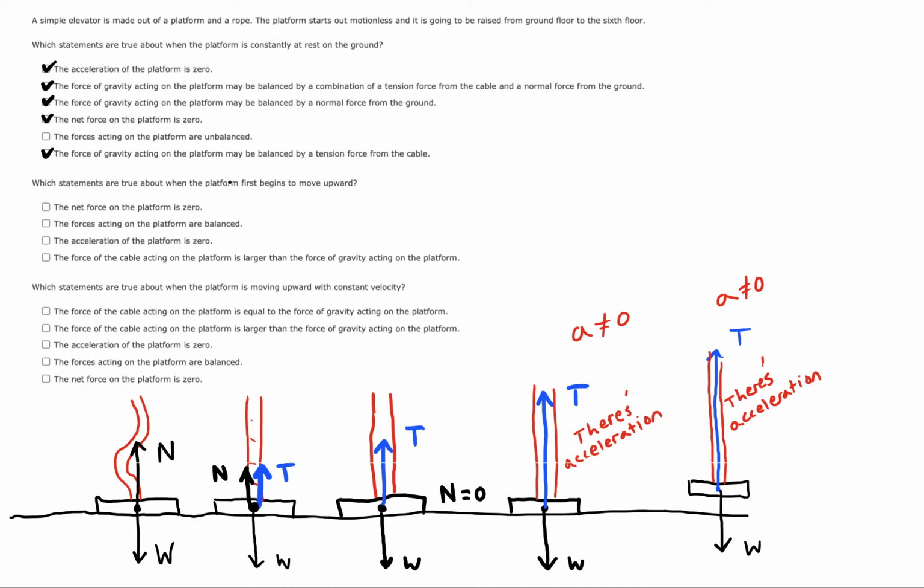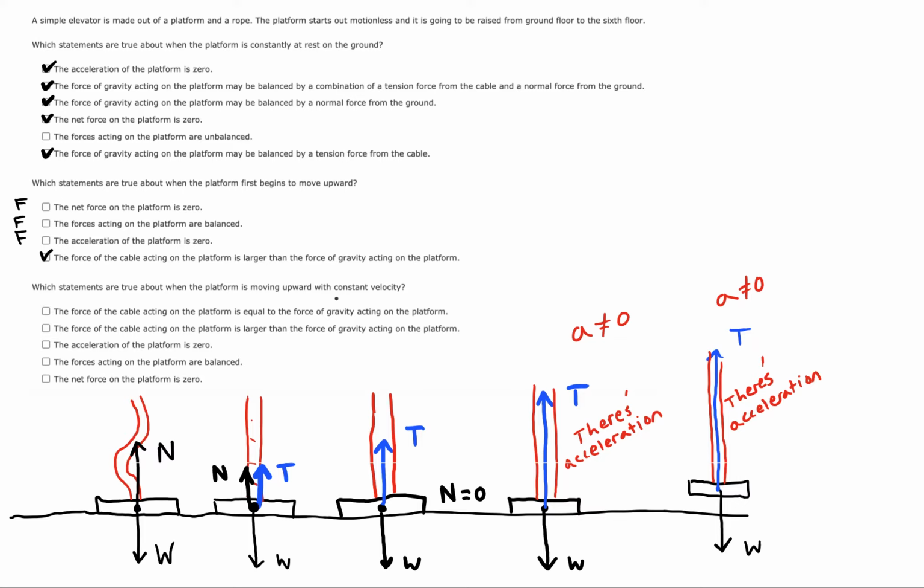So which statements are true about when the platform first begins to move upward? Is the net force on the platform 0? The forces on the platform are balanced? No. The acceleration of the platform is 0? Yeah, so this one's not true. This one's not true. Forces on the platform are not balanced. The acceleration of the platform is 0. That's not true. The force of the cable acting on the platform is larger than the force of gravity acting on the platform. That's the one that's true.